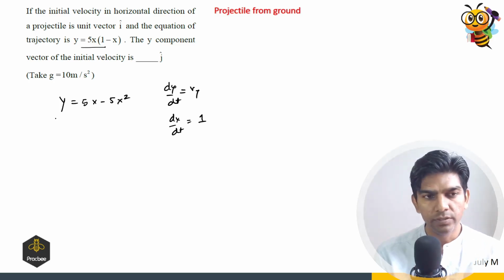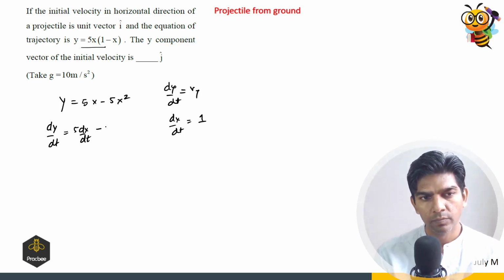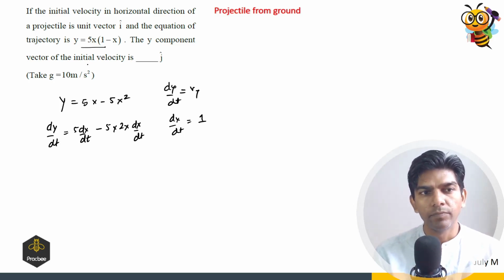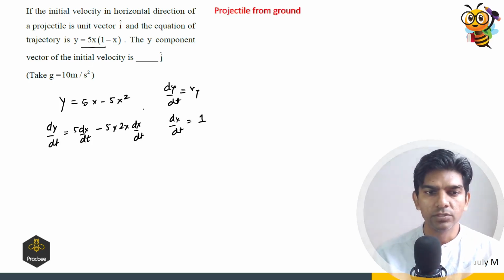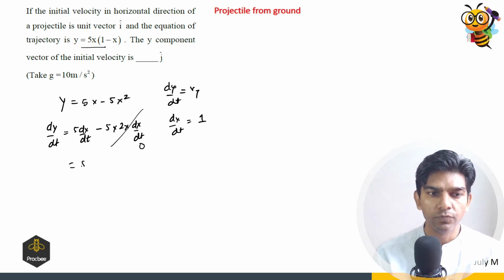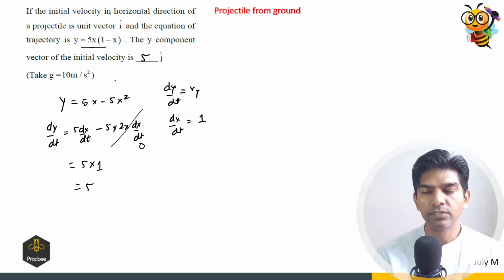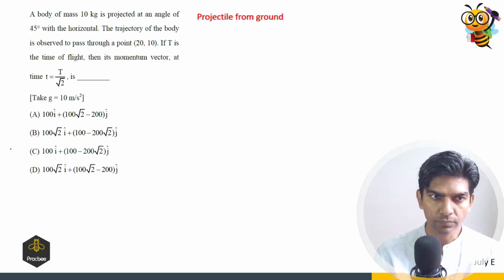So if you differentiate this with respect to time, dy by dt is equal to 5 times dx by dt minus 5 times 2x dx by dt. And the initial velocity they're talking about, x will be 0 initially at the point of projection. So this term will become 0. So 5 times dx by dt, which is 1, so it will be 5, right? So 5 is the answer to this question.